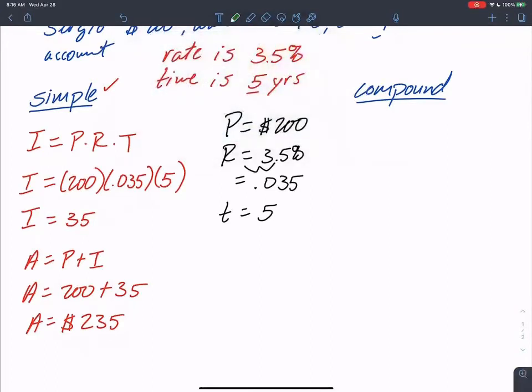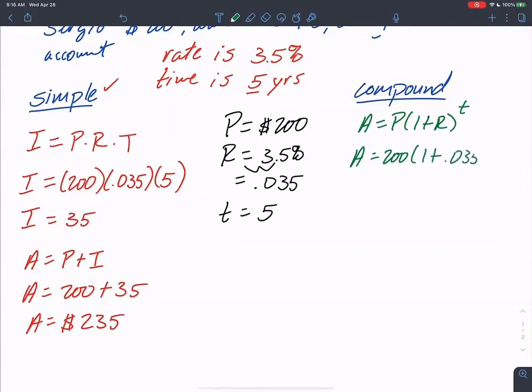Let's write our formula. A equals principal times 1 plus rate to the t power. Amount is principal, 200 bucks, 1 plus the rate, it's right there, 0.035, to the t power, which is 5. Okay? So you want to go ahead and get this number first. Well, obviously you don't need a calculator for that.